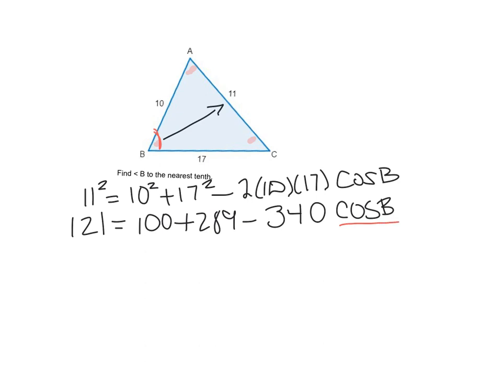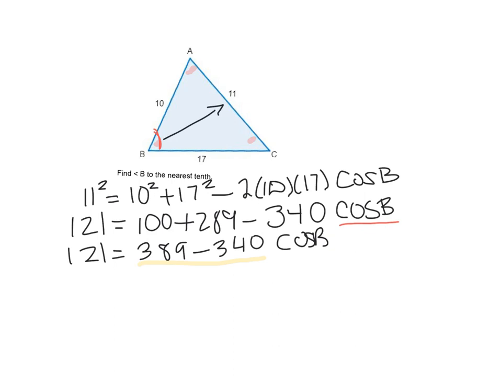That means I'm going to try to get everything away from the cosine of B. So to do that, I'll just add that first. So I have 121 is equal to 389 minus 340 cosine B. All right, do not try and put these together because they don't go together. This is 389 minus 340 times cosine of B.